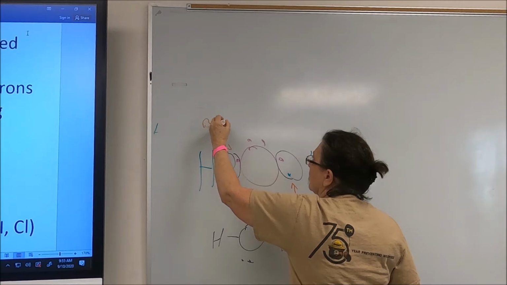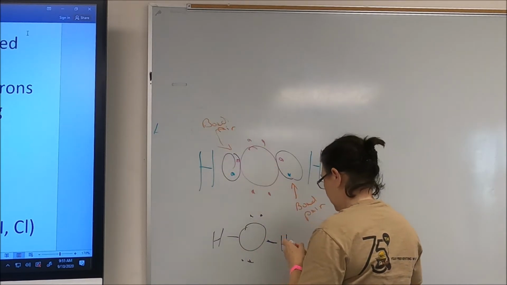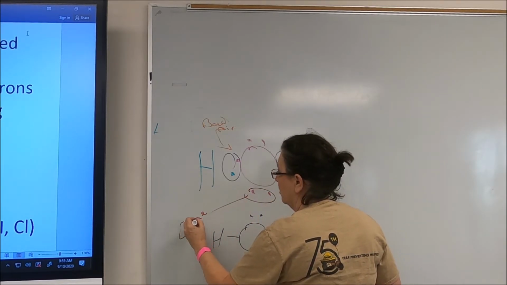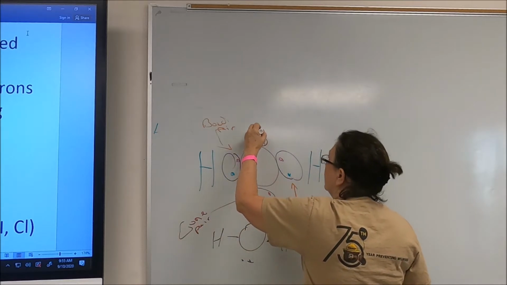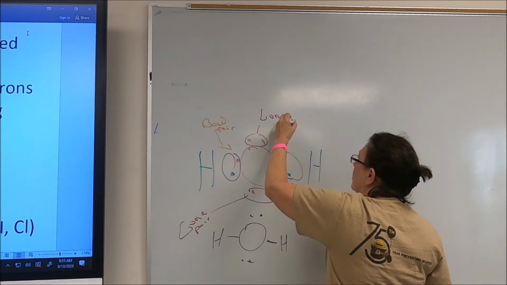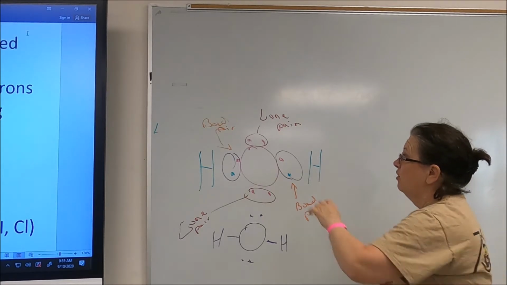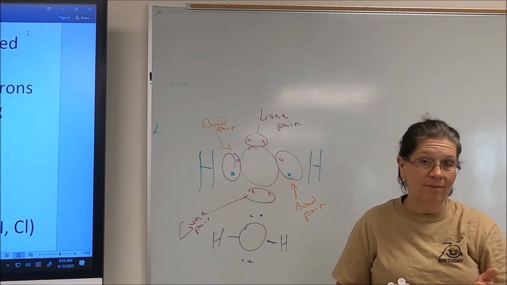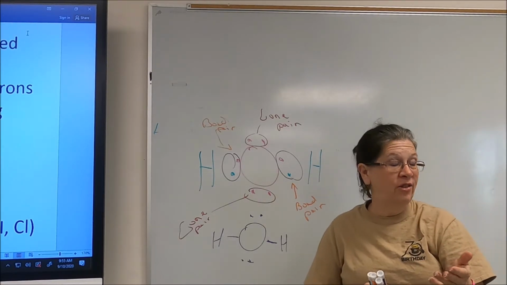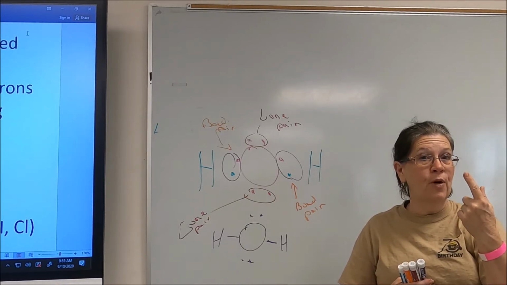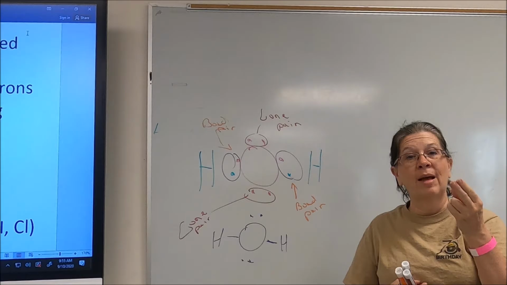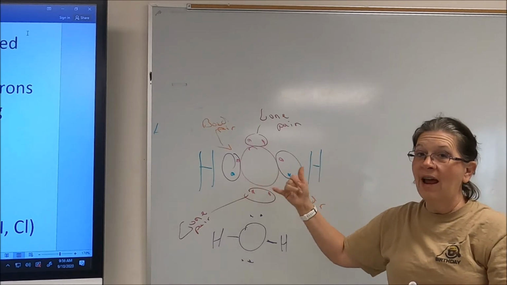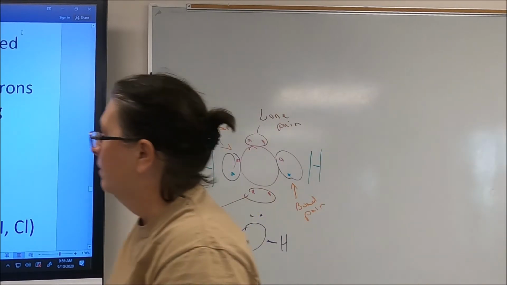This is a bond pair. This is a lone pair. And this is a lone pair. So the oxygen has two bond pairs and two lone pairs. Each hydrogen has one bond pair. Remember, hydrogen's valence shell, its outermost shell, is the first shell. The first shell only has one subshell, which has one orbital. It can only hold two electrons. So all hydrogen ever wants to see is one bond pair.